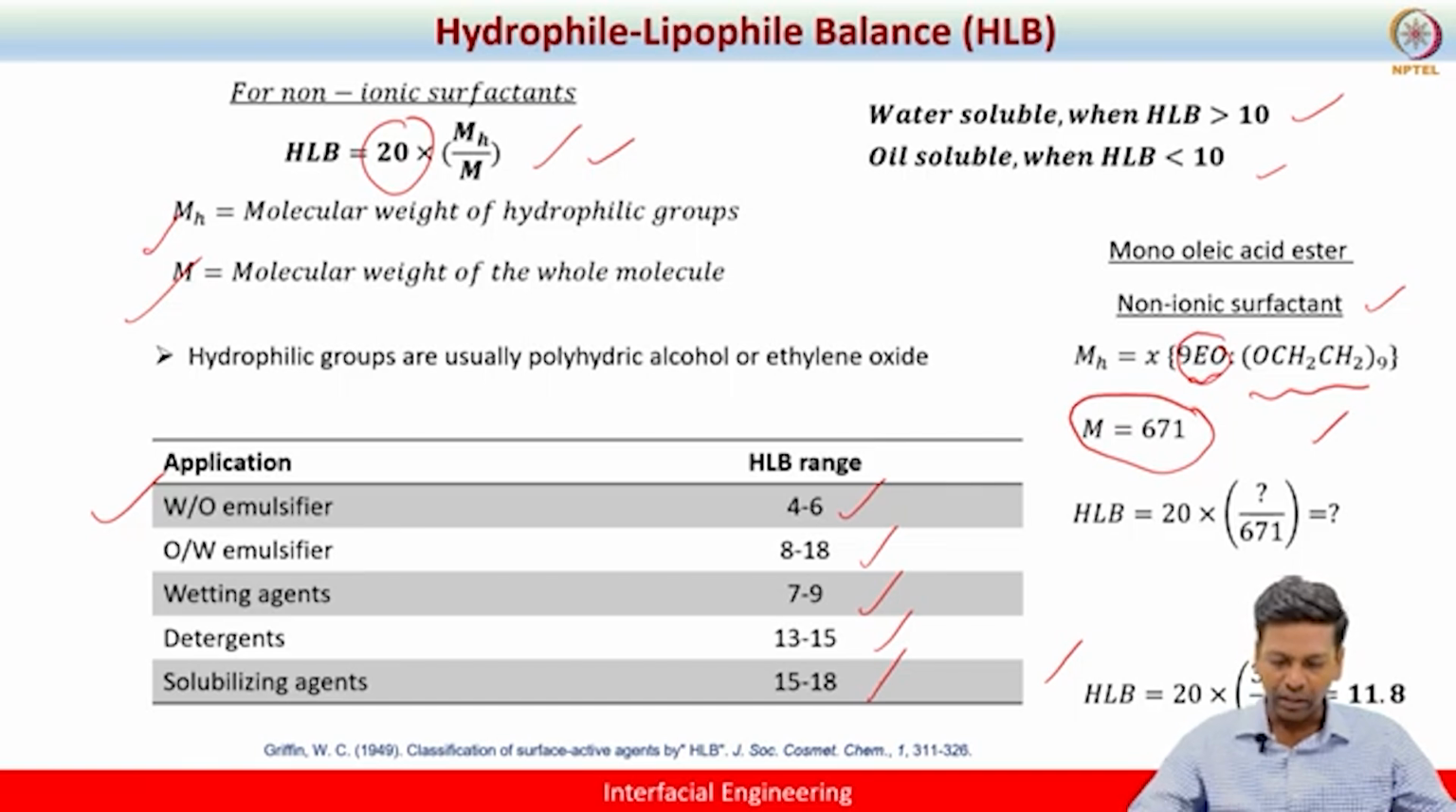If you calculate that, the HLB number that one would get out of this calculation will be 11.8. Okay, so if you look at this 11.8 in the table, it is somewhere at the second one, that is oil in water emulsifier. So you can say that this particular surfactant, that is mono-oleic acid ester, when you use this as an emulsifier, will most likely stabilize oil in water emulsion. The type of emulsion that one will obtain is oil in water emulsion. So that is the idea, right?